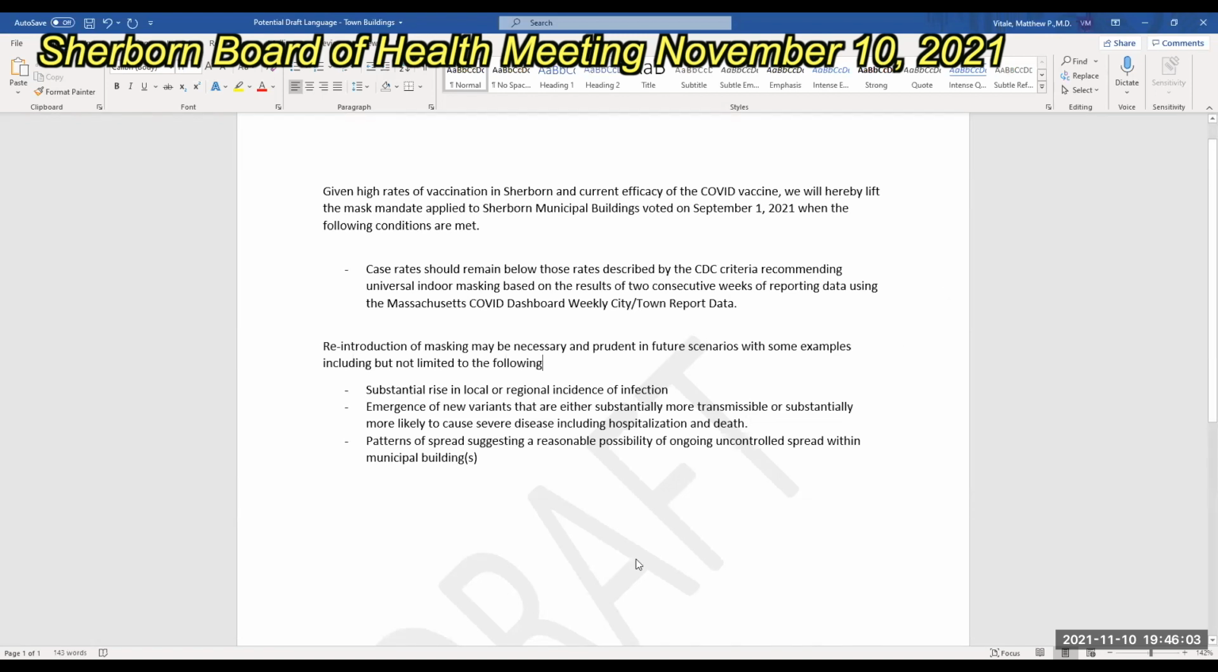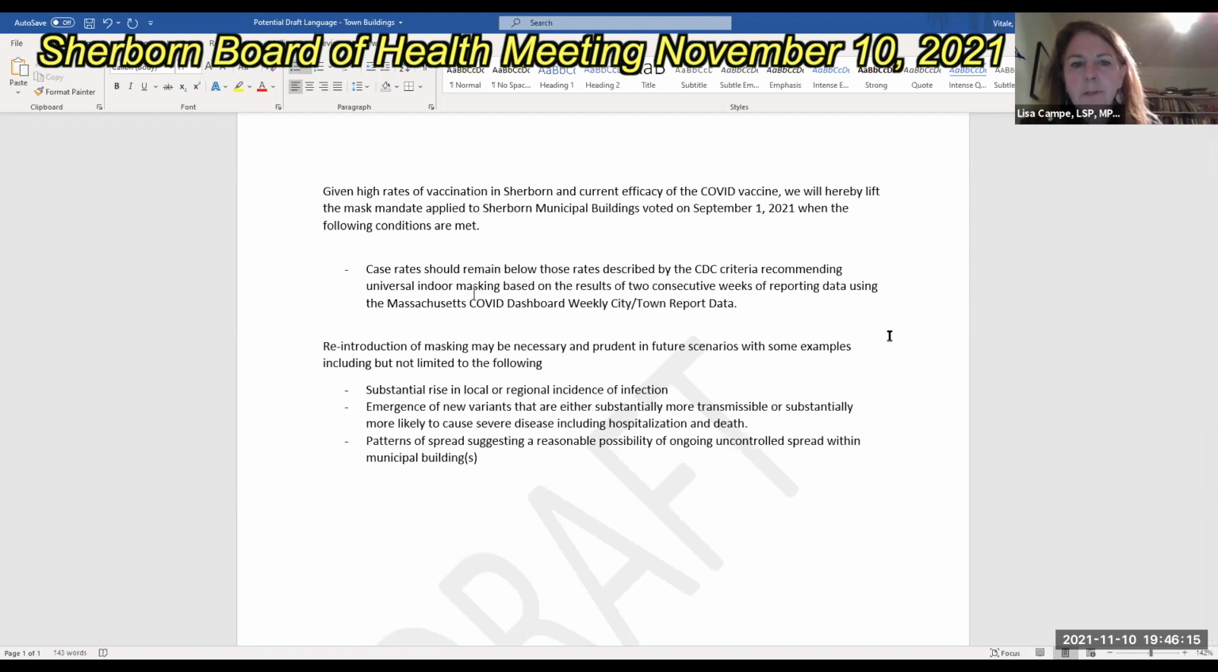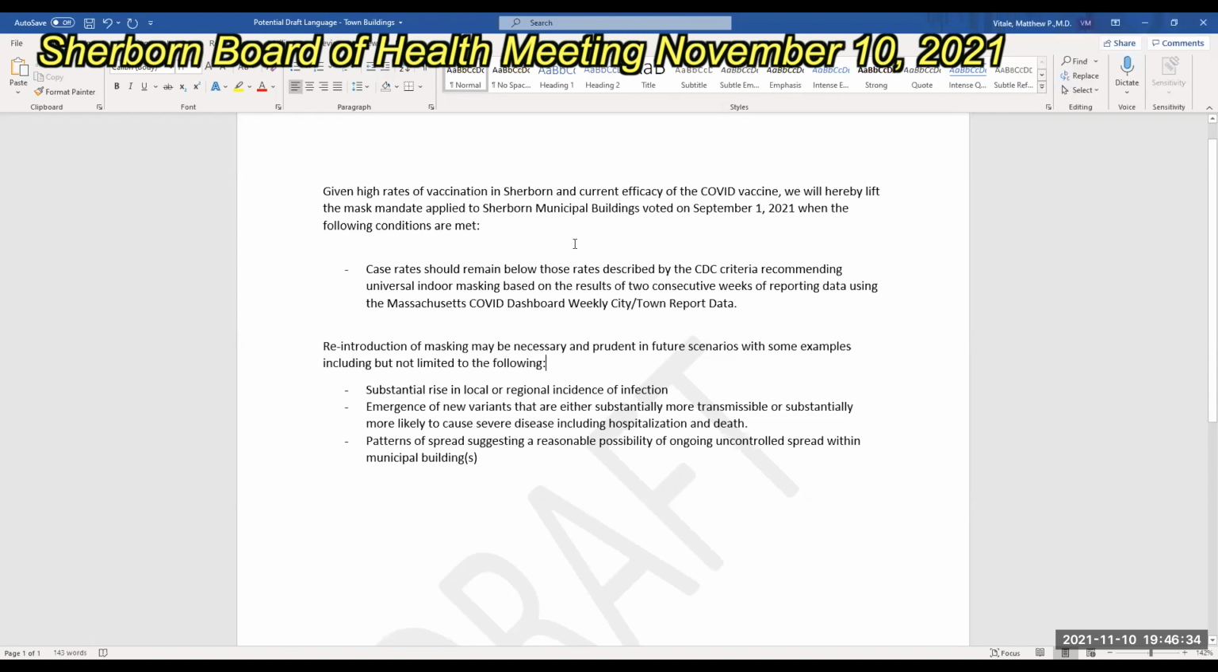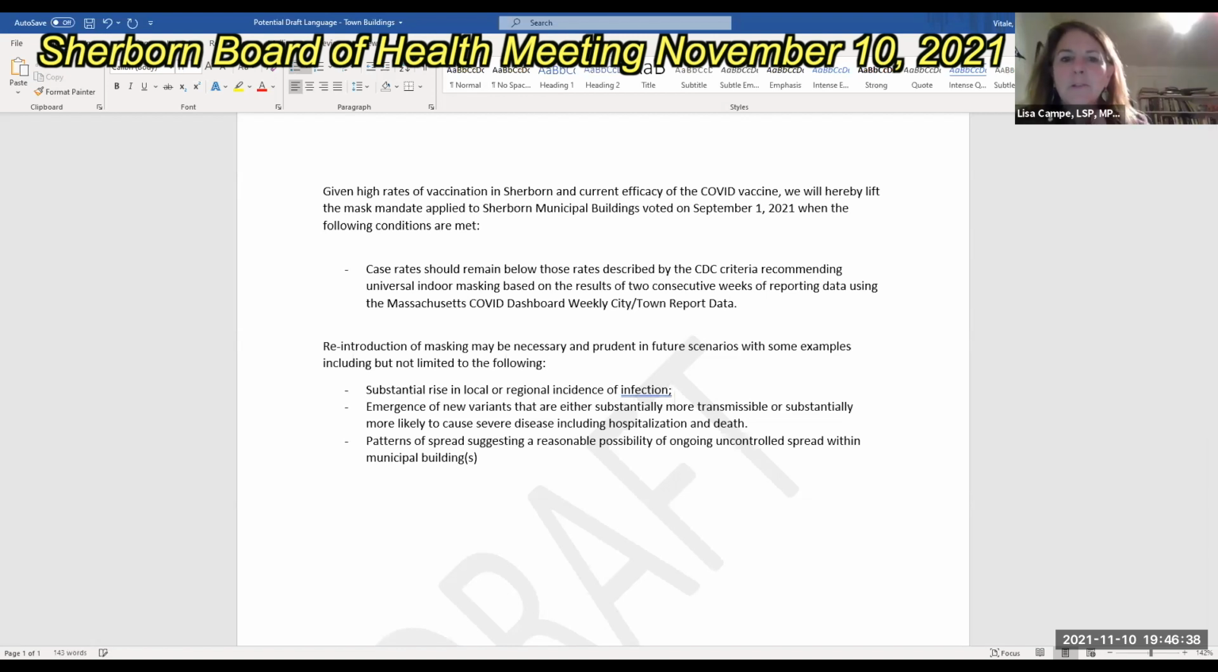Fire away, Lisa. Okay, grammar police again. So we should probably put a colon at "met," not a period, and also a colon after "following," and then below for the following, a colon. And between, you should put a semicolon after "infection." So, "substantial rise in local or regional incidence of infection," semicolon, and then add a semicolon after "death." And you probably want to do a slash and or comma, right? Because it's if any one of those happens.